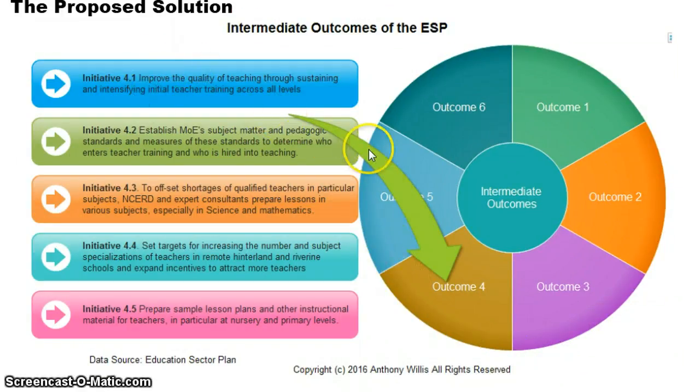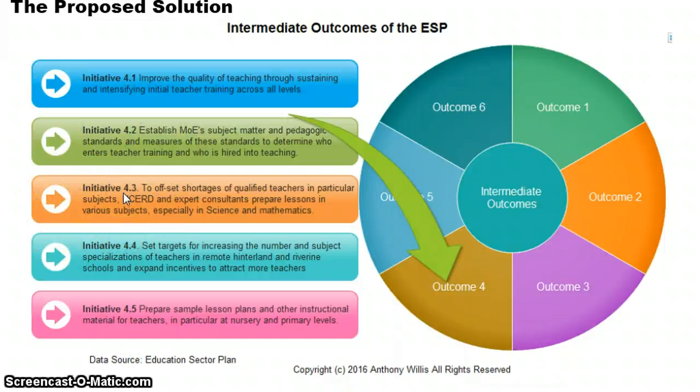Now let's look at the initiatives. Initiative 4.1, based on the education sector plan: improve the quality of teaching through sustaining and intensifying initial teacher trainings across all levels, to achieve outcome 4. So the question is, is that being done? What's the status of that? Initiative 4.2, establish Ministry of Education subject matter and pedagogic standards and measures of these standards to determine who enters teacher training and who is hired into teaching. I see there's a move to rehire past teachers, but are they taking into consideration these factors?